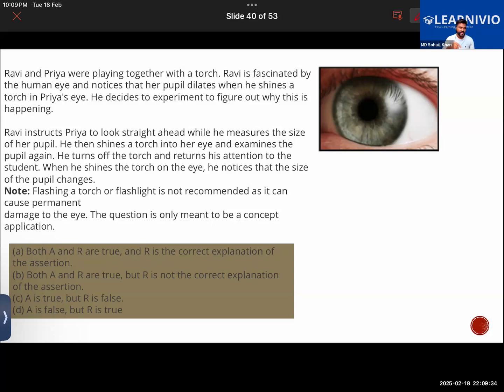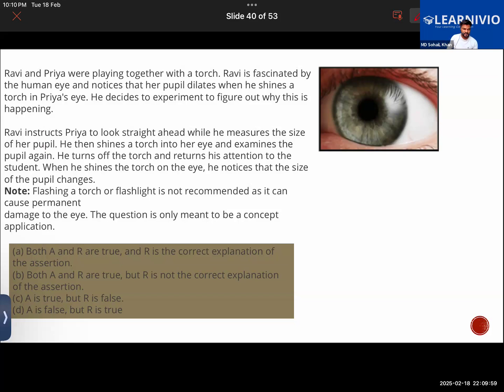Getting it? So when he shines the torch on the eye, he notices that the size of the pupil is actually changing. Although this is not recommended, because bright light exposure can harm the human eye. It can cause damage to the eye. So this is only meant as a concept application. So these are two statements given here.